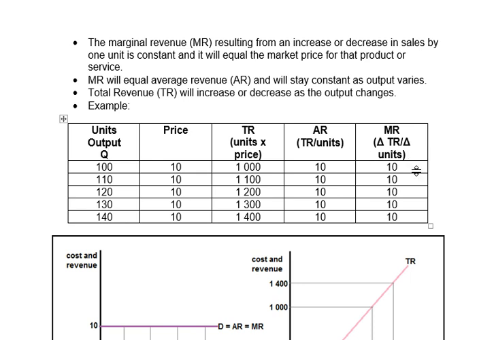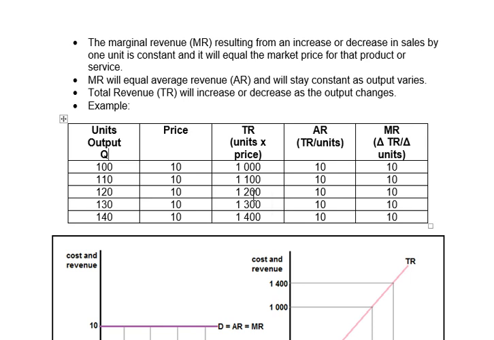So we technically cannot calculate the first one. If we calculate the change in total revenue, it is 1,100 minus 1,000, which means the change in total revenue is 100, divided by the change in quantity. So 110 minus 100, which is 10. 100 over 10 is where this 10 comes from.